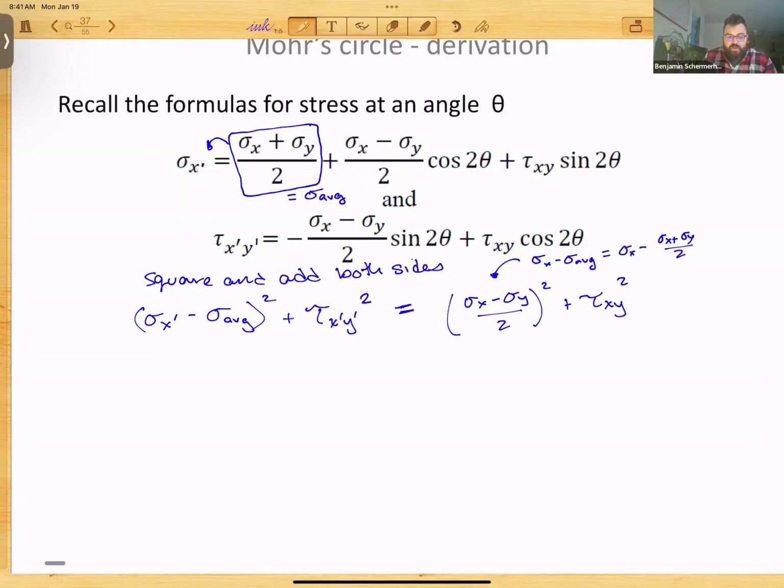What we can notice is that this here we can call r squared, and we get essentially the equation for a circle. You have x squared plus y squared equals r squared. So we can get the equation for a circle here with sigma and tau as our axes. And it works at any generic angle. So this is the equation for a circle.